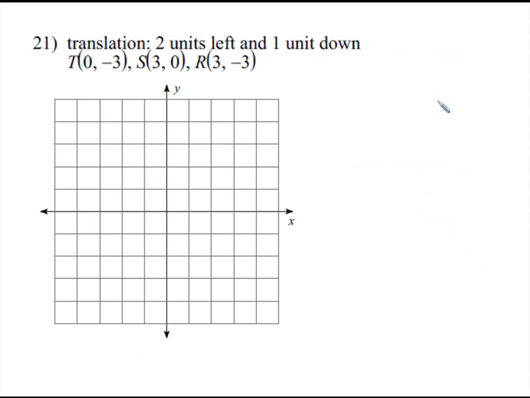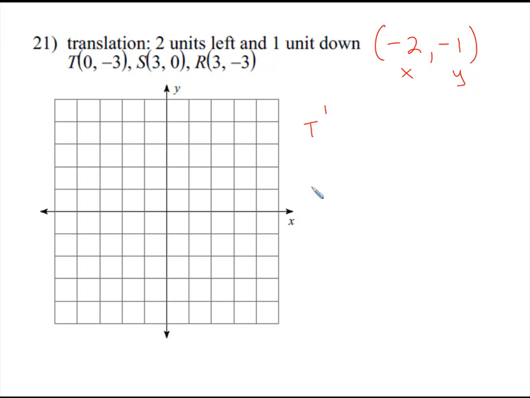Let's take a look at number 21 here. They want us to translate the shape 2 units left and 1 unit down. First of all, you have to remember that 2 units left and 1 down represents the same thing as -2, because we're moving 2 to the left, and 1 unit down represents -1. So what this means is they want you to add -2 to all the x values and -1 to all the y values. So that's what we're going to do.